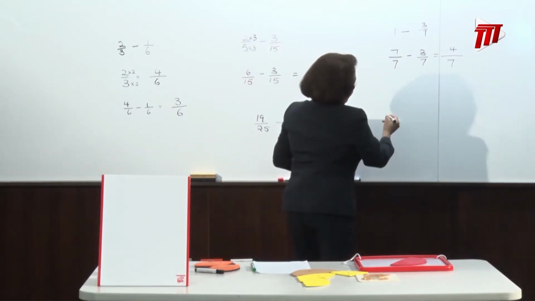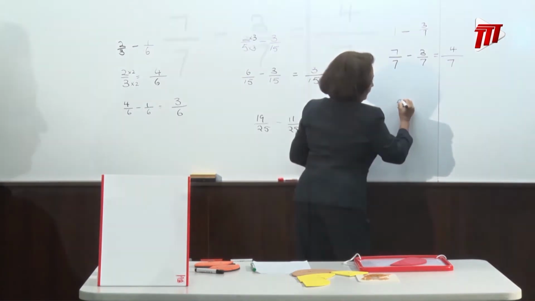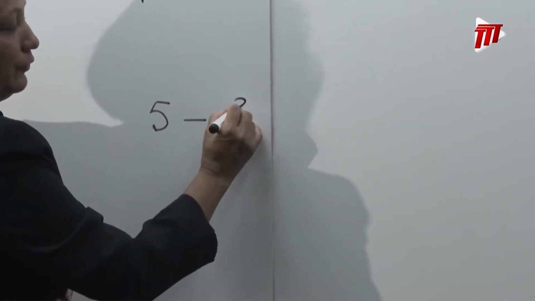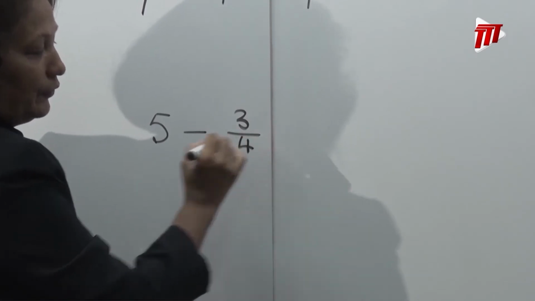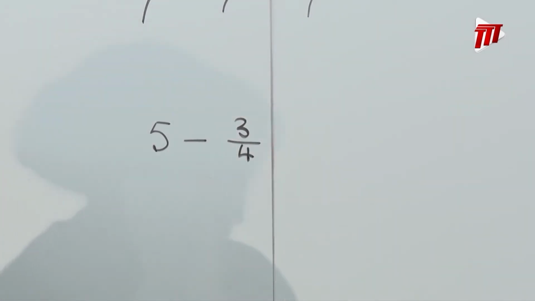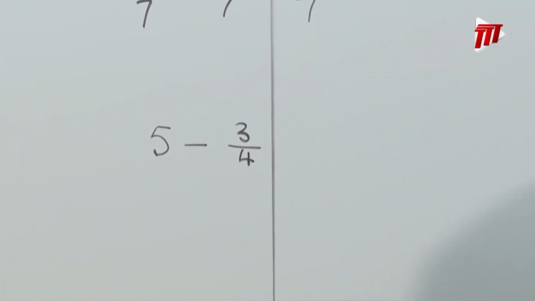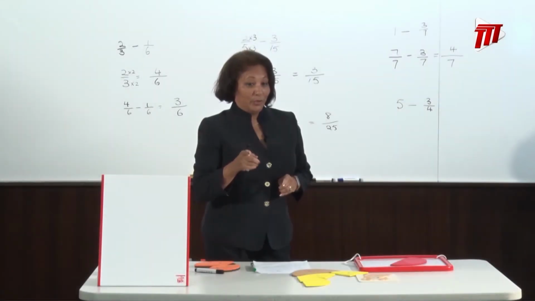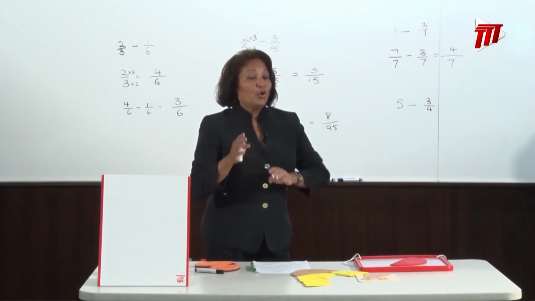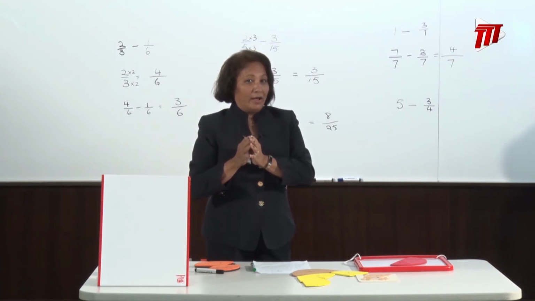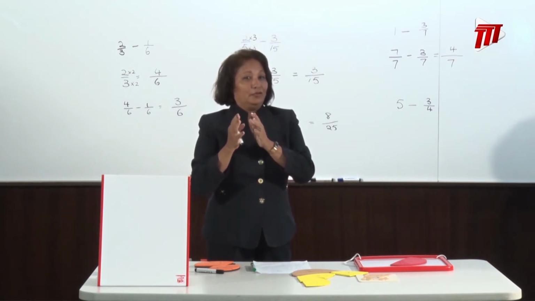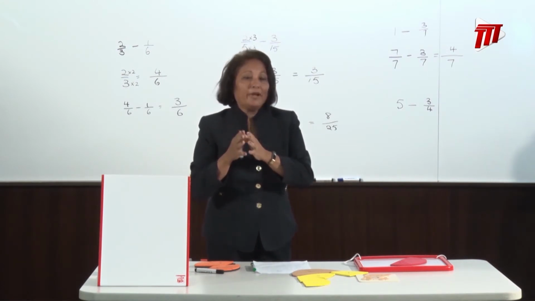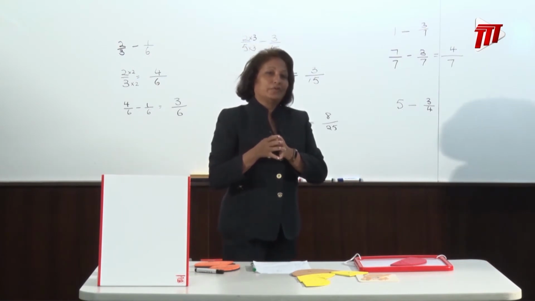Suppose I had 5 minus 3/4. You know what to do when it was 1. What about when it is 5? We have to convert that 5 into quarters. How many quarters do we have in 5 wholes?